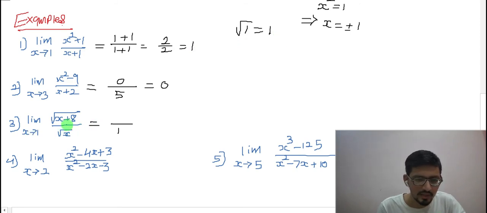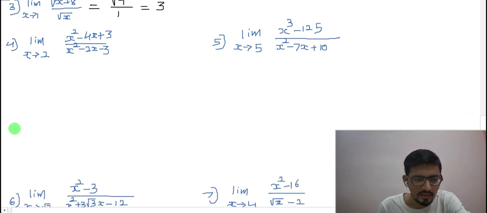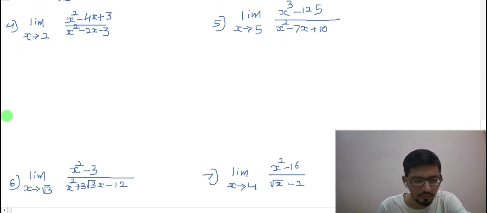So here if you keep x equal to 1, I will get 1 plus under root 9, which is 3. The answer is just 3. So if x is approaching 1, this function is approaching towards 3. So in these three examples with the direct substitution method, you just put a value and simplify.